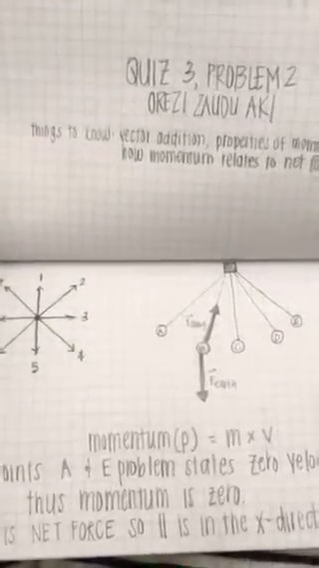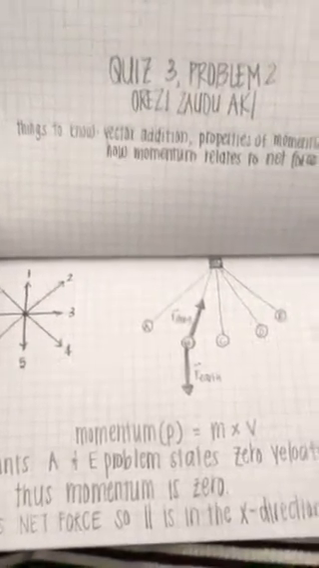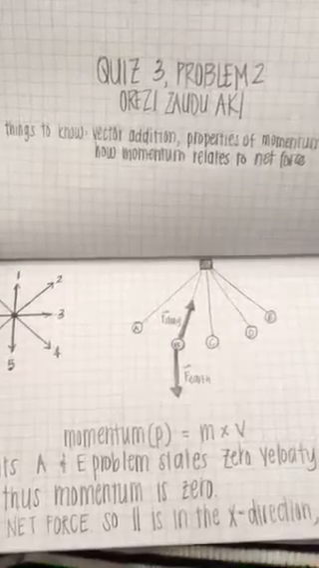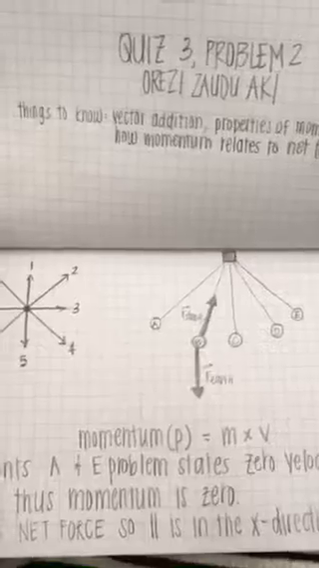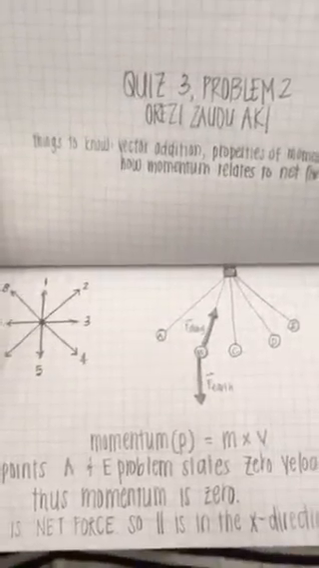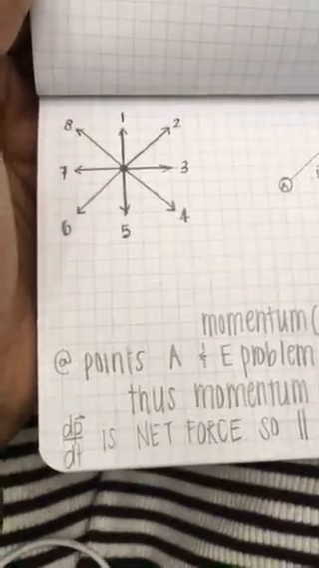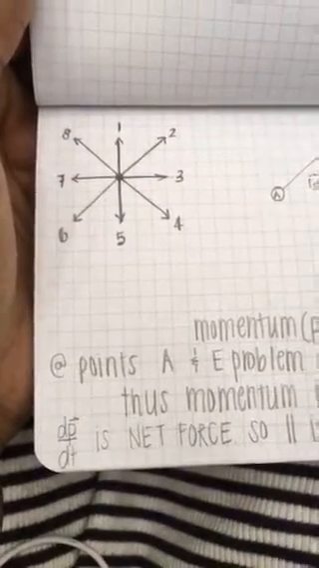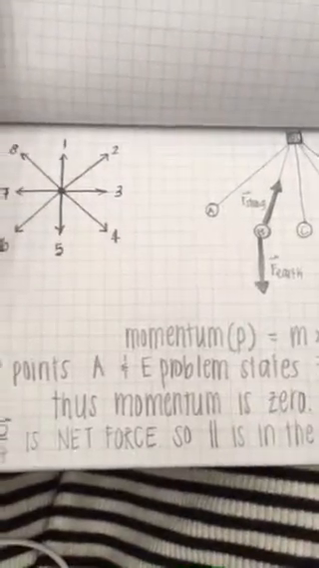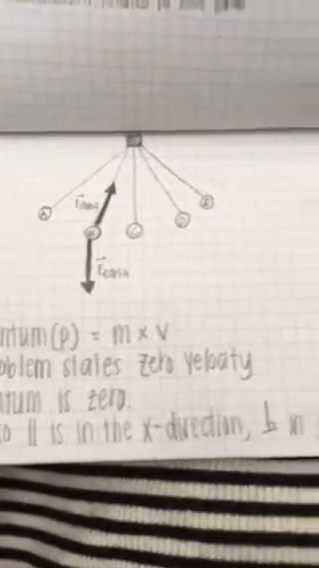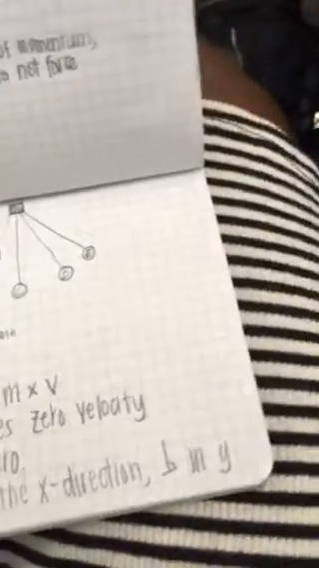So the problem states that at point A and E, the ball has zero velocity momentarily. So at those points, I knew that momentum is zero because the velocity is zero. Then I thought about what dp/dt is. dp/dt is net force. So parallel force would be in the x direction and perpendicular force in the y direction.